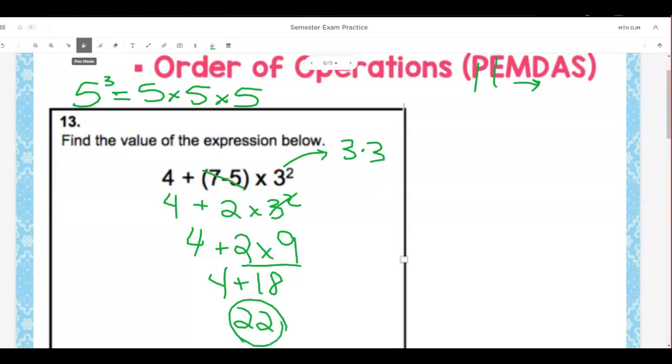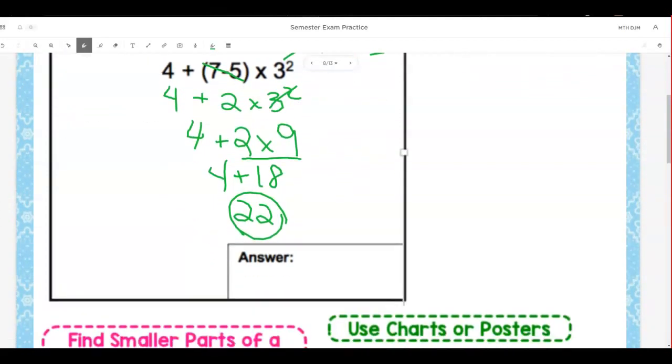Okay, so these problems can look really big and overwhelming. The best thing is to follow PEMDAS and break it into small steps, and we're bringing it down all the time. 22.